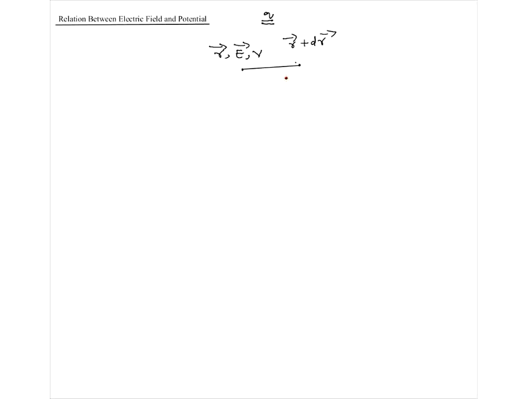As it moves, work will be done due to this force qE. And that work is, because the distance is little, I'm using dW, qE dot dr. We want to relate field to potential, so we must reach potential energy. This is dW conservative, so it should be minus dU.